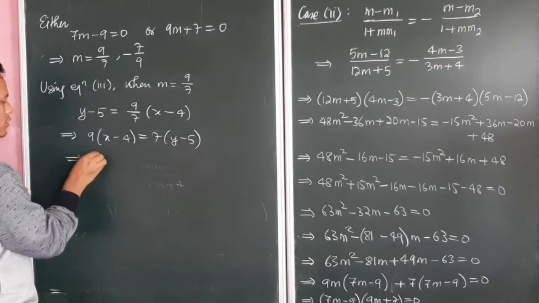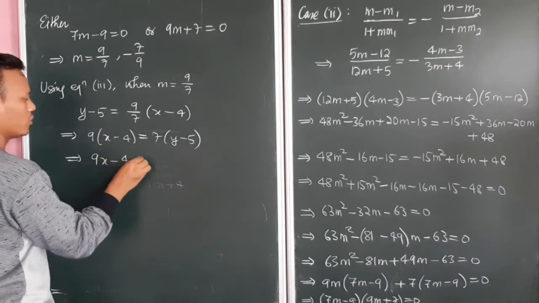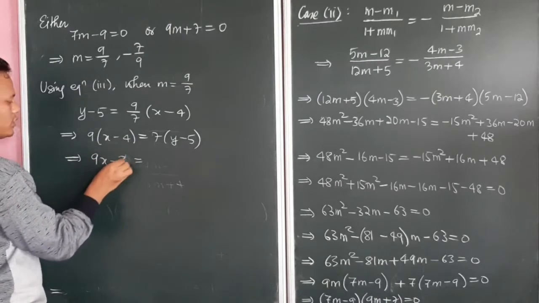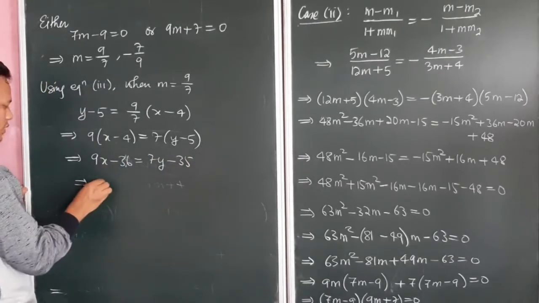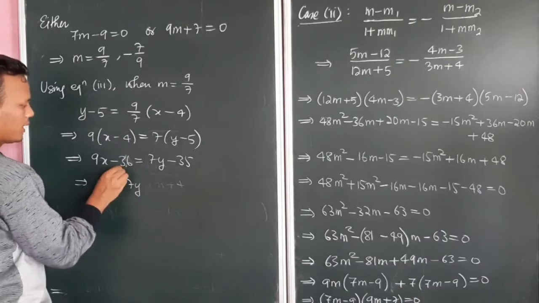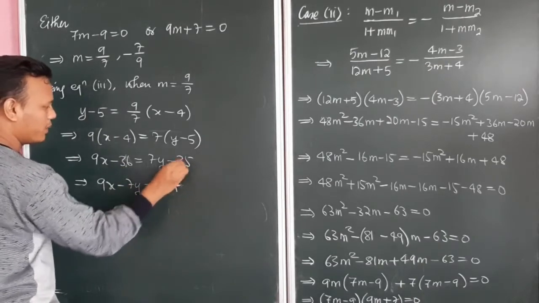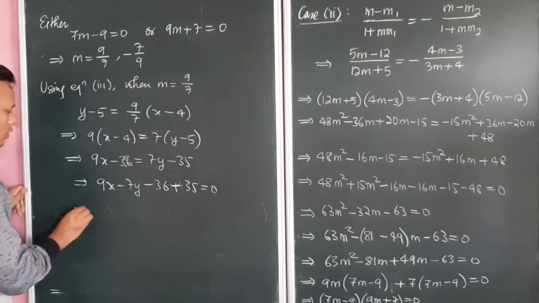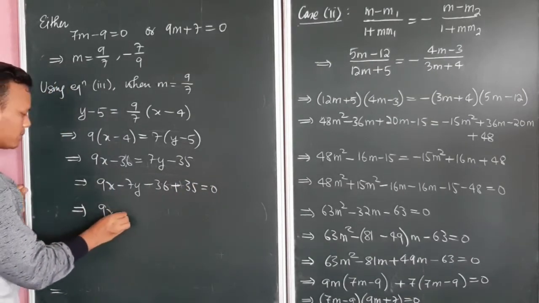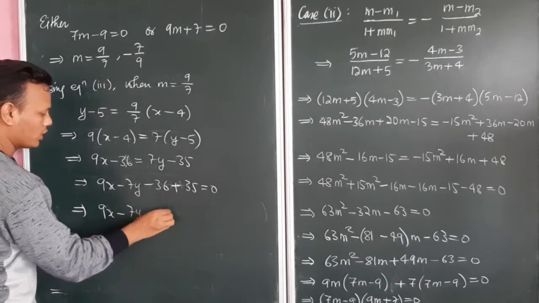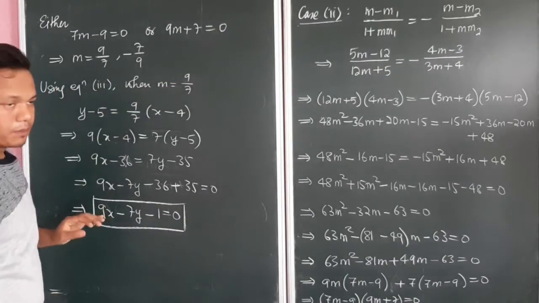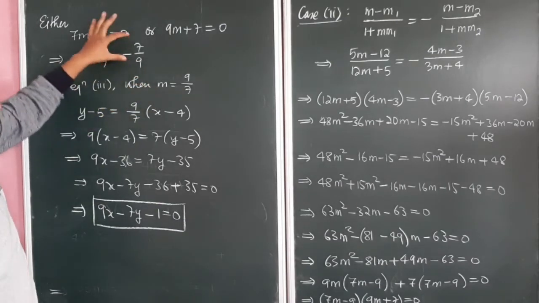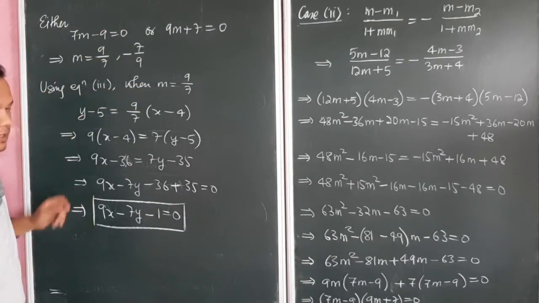Yes, so open up the bracket. We have 9x minus 36, since 9 4s are 36, equals 7y minus 35. Take everything to one side. So we have 9x minus 7y minus 36 plus 35 equals 0. Therefore one of the equations turns out to be 9x minus 7y minus 1 equals 0. This is one of my answers when I use m equals 9 by 7. Now next, use m equals minus 7 by 9 and arrive at the other equation. Alright, so you may pause the video to note it down.